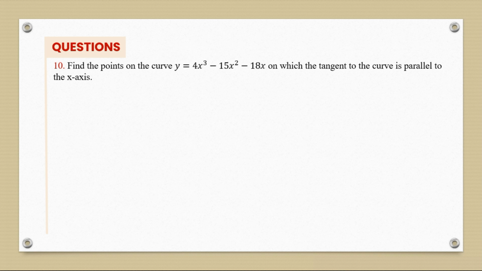Alright, so when I'm given such a question, I would just ask myself, what is the gradient of the x-axis? Because the tangent we're being told is parallel to the x-axis. So the gradient of the x-axis is 0. So that means that the gradient of the tangent is 0.